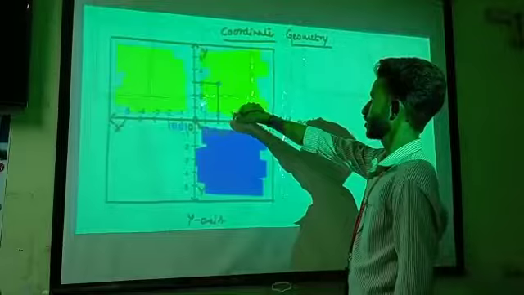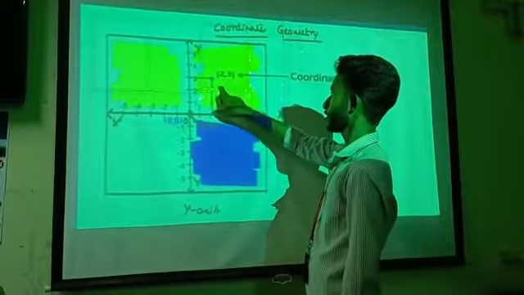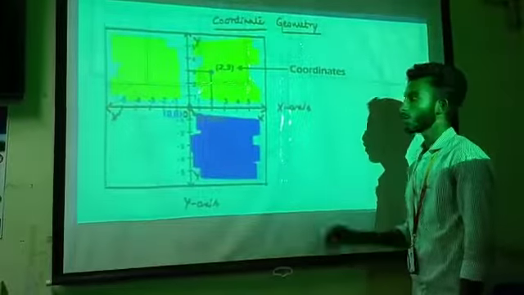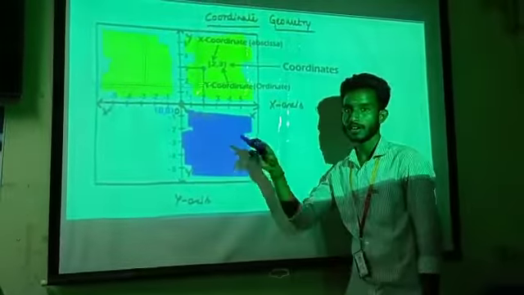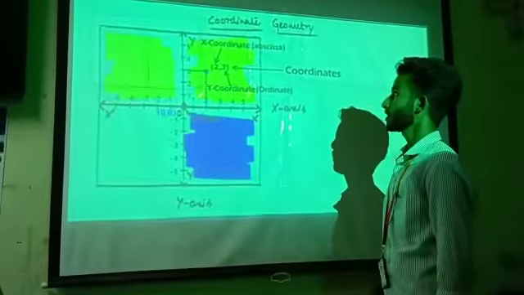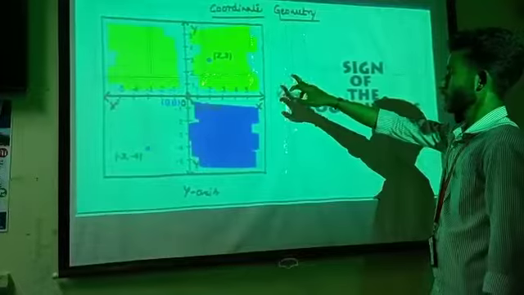This is the point (2, 3). The numbers 2 and 3 are called coordinates. The 2 is the x-coordinate and the 3 is the y-coordinate. The x-coordinate is the abscissa and the y-coordinate is the ordinate. This is the total of the coordinate axes.